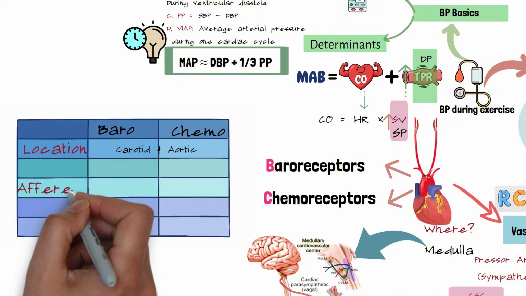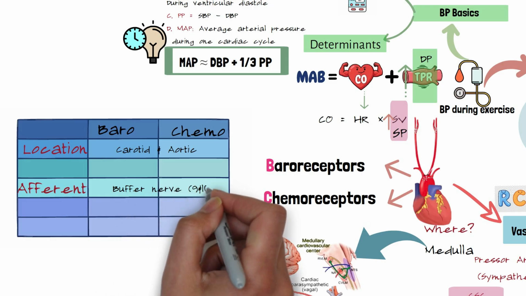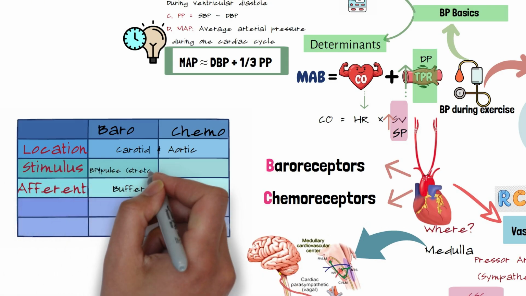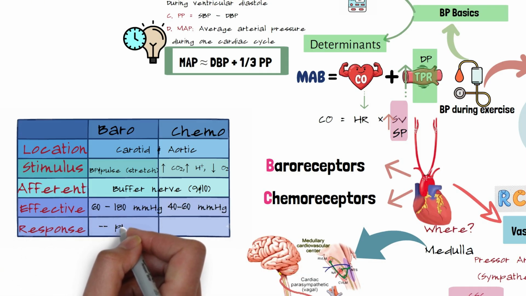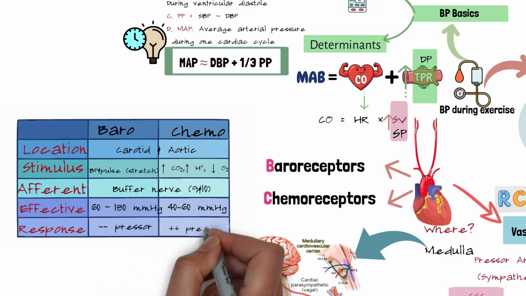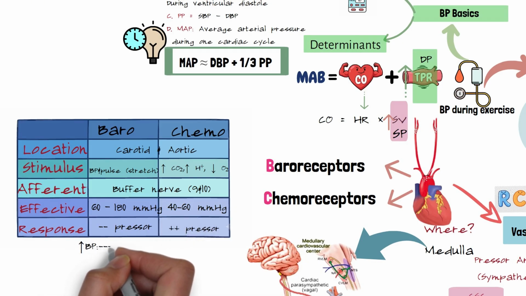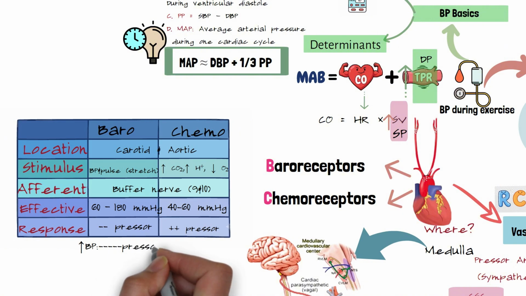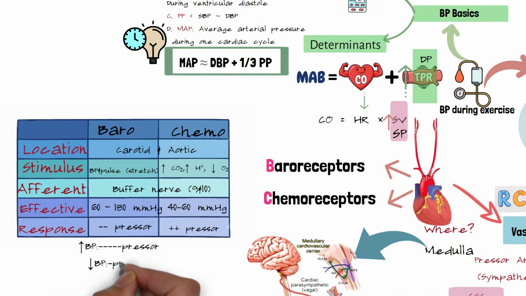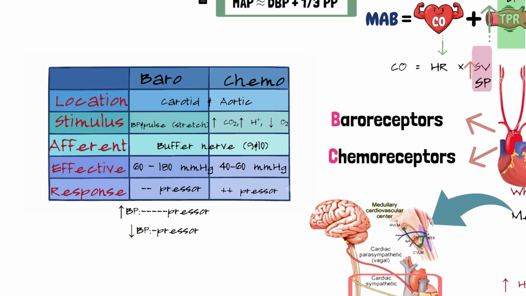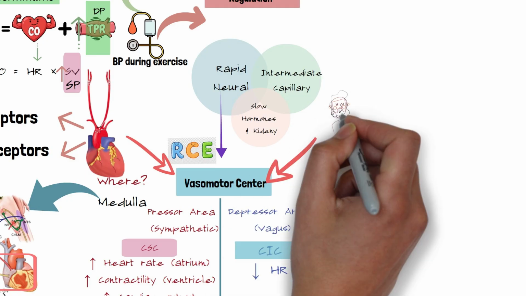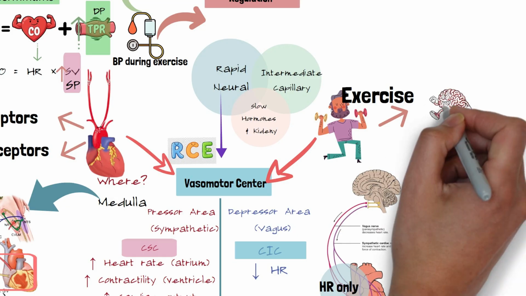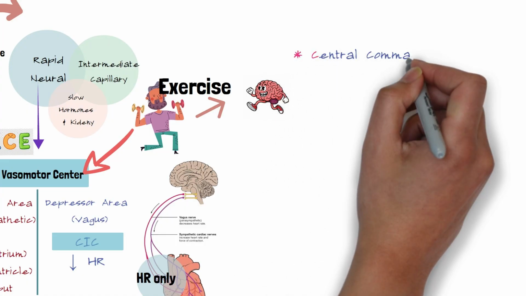Remember, there are differences between the baro and chemoreceptors. First, the baroreceptors act when the pressure changes from 60 to 180, while the chemoreceptors work when the pressure changes from 40 to 60. And the baroreceptors depress the pressure, while the chemoreceptors stimulate the pressure. However, both are present in the carotid and the aorta. Both give rise to the buffer nerve.